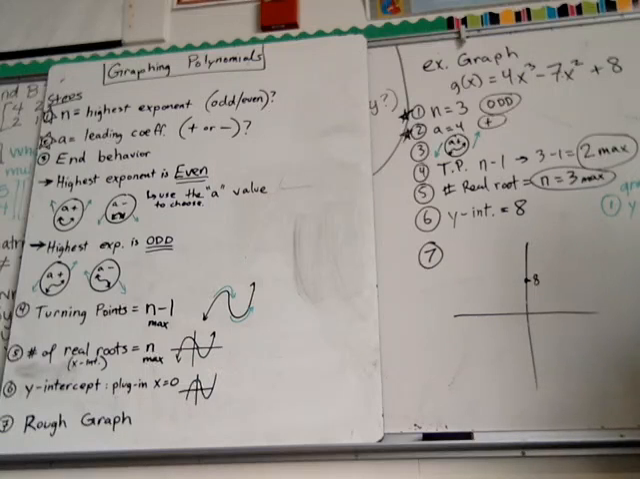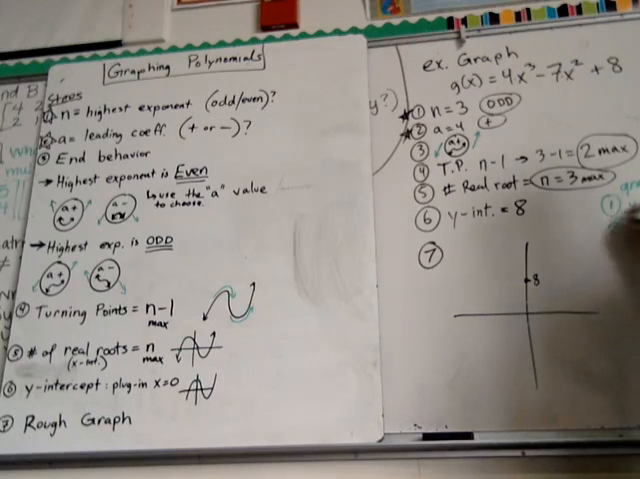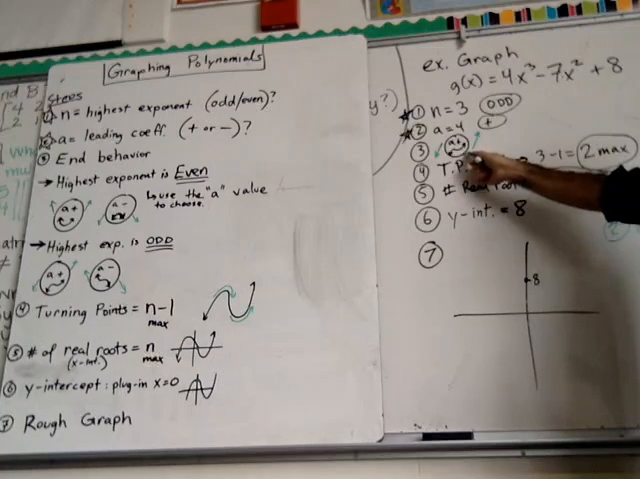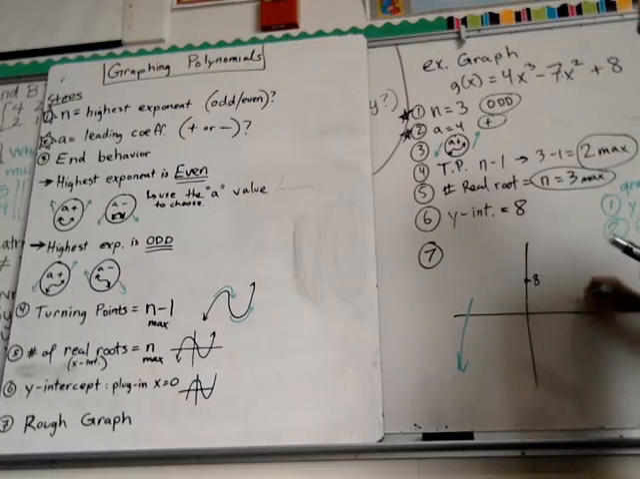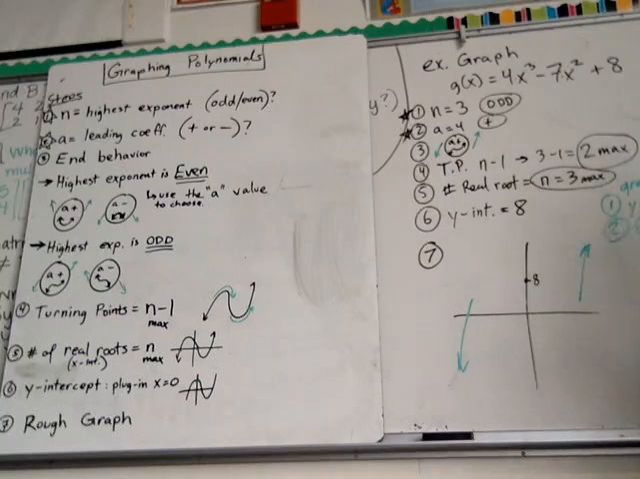Next, I'd say let's go ahead and put the end behavior. End behavior. So what do we figure out about the end behavior? It goes down, and it goes up. Okay. You see how we're building it slowly, right?